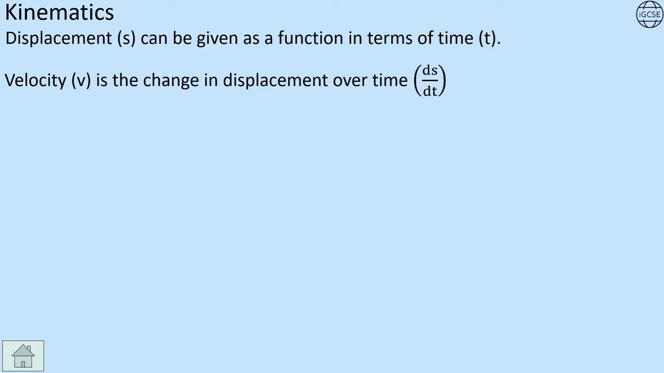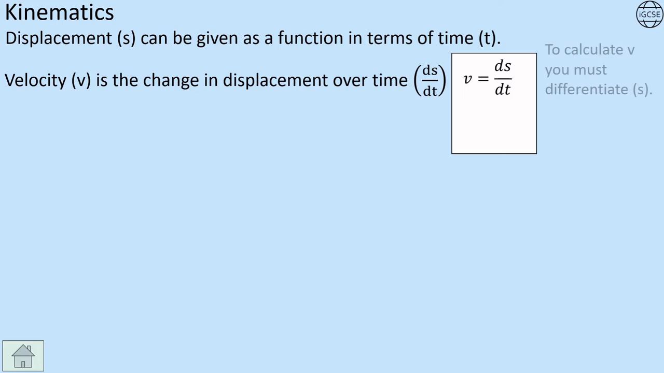So it's the change in distance over time. Using the correct letters, what we're talking about is ds over dt, which of course is a differential, which is what we're going to be using to work out questions in relation to this. So velocity is the change in displacement over time, ds over dt, and you can see it's given as a formula like this. So v is equal to ds over dt, and so to calculate v, you've got to differentiate s with respect to t, but we'll come to that.